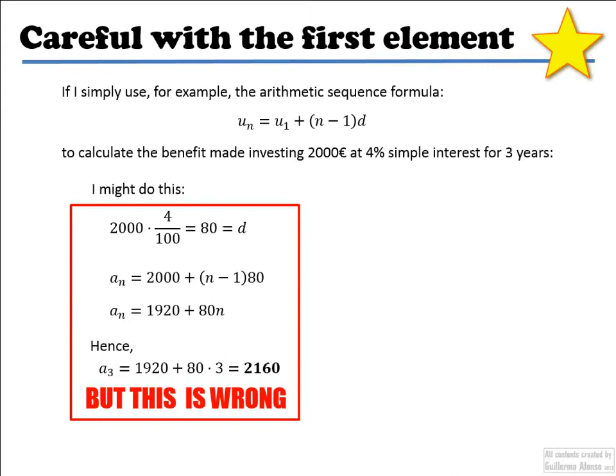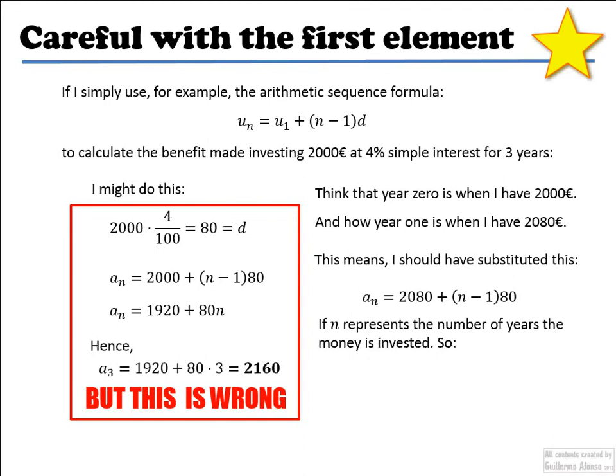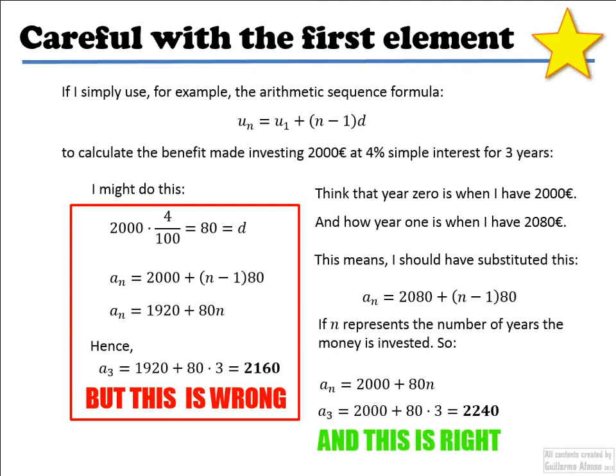Why is that wrong? Because you just put 2,000 as the first element of the sequence, but that's not the first year. 2,000 is going to be, let's call it, year 0. And the first year is already when you have to have 2,080. That would be after 1 year. So you have to be careful how you count years, because it's not exactly the same thing as counting the elements of the sequence itself. And that's the only thing you really have to be careful with. It's not very difficult. Just keep this in mind, because that is the right way to do it.